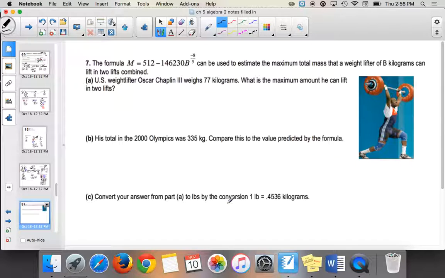All right. So what is the maximum amount he can lift in two lifts? So you were doing the conversion. It is 2.2. So he's 170 pounds. Around there. So what is the maximum amount he can lift in two lifts? So we're going to plug that in for B. So we're going to have M is equal to 512 minus 146,230 times 77 to the negative 8/5. So make sure you put this correct in your calculator, so try it along with me.